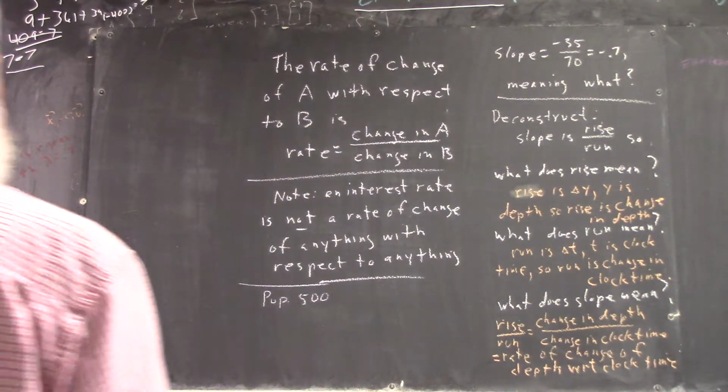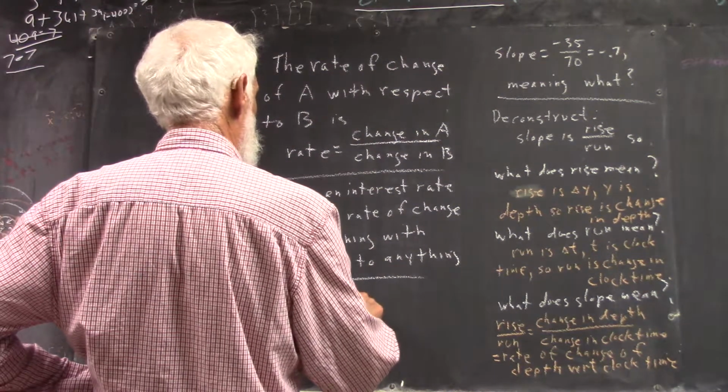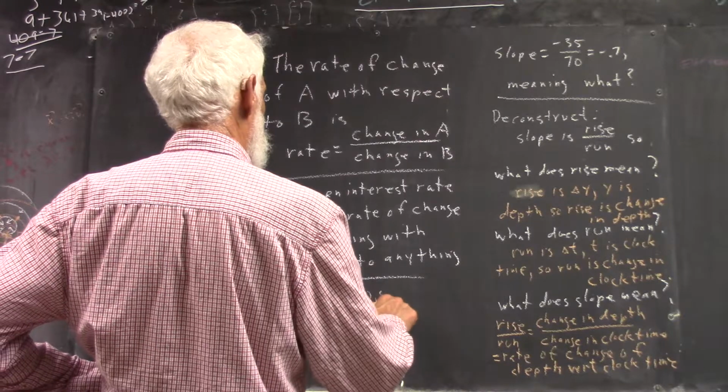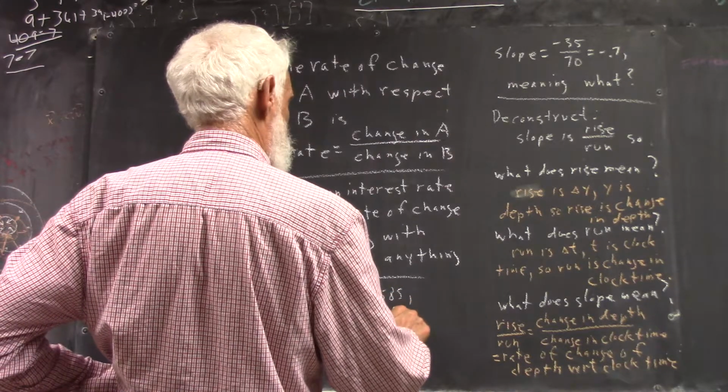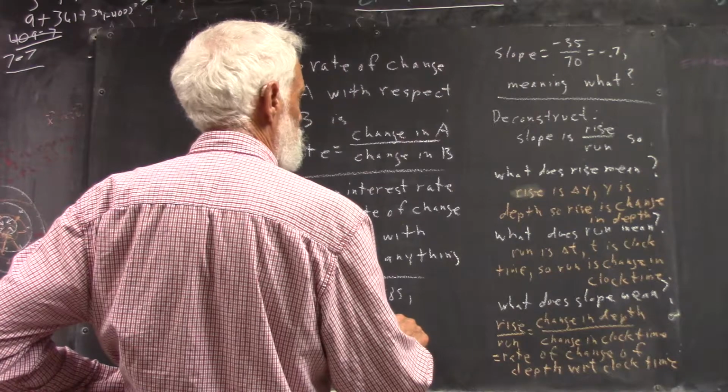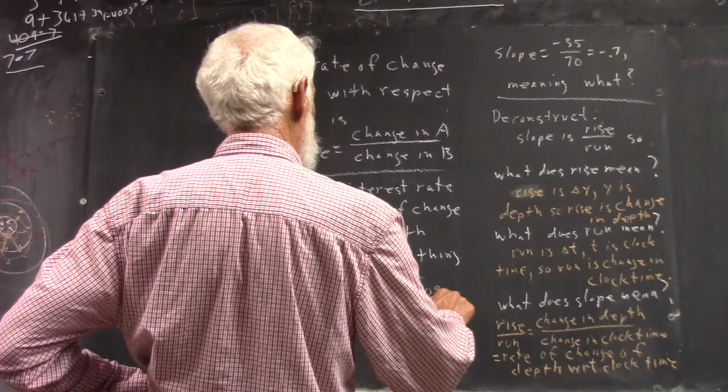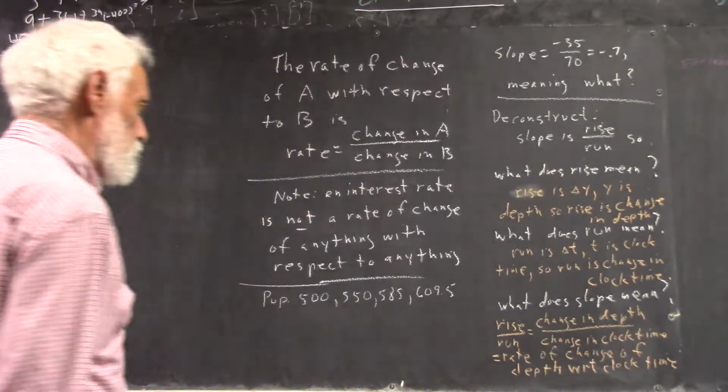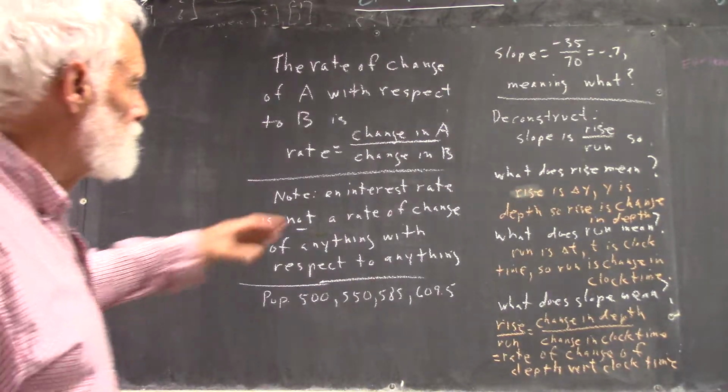Here we got populations 500, 550, 585, and actually, you're adding 24.5, it's 609.5. I don't know what I'm thinking. It's not 599.5, it's 609.5.